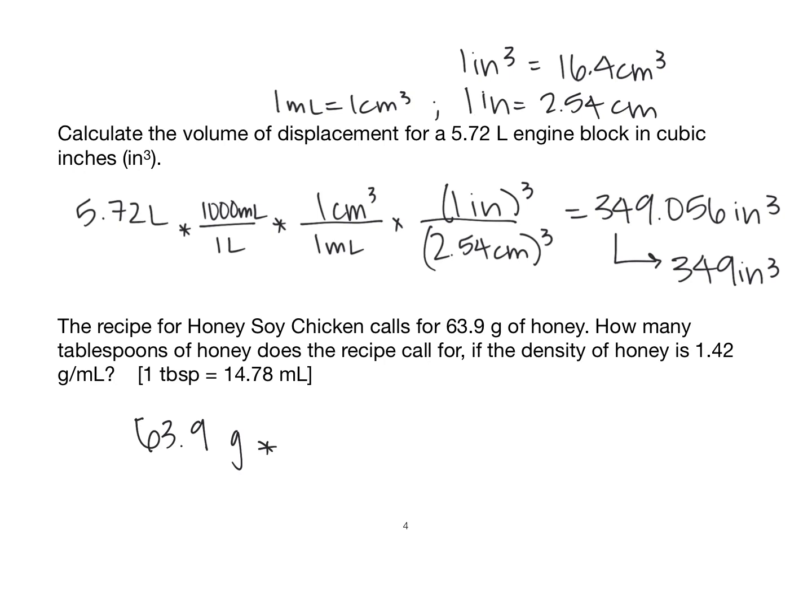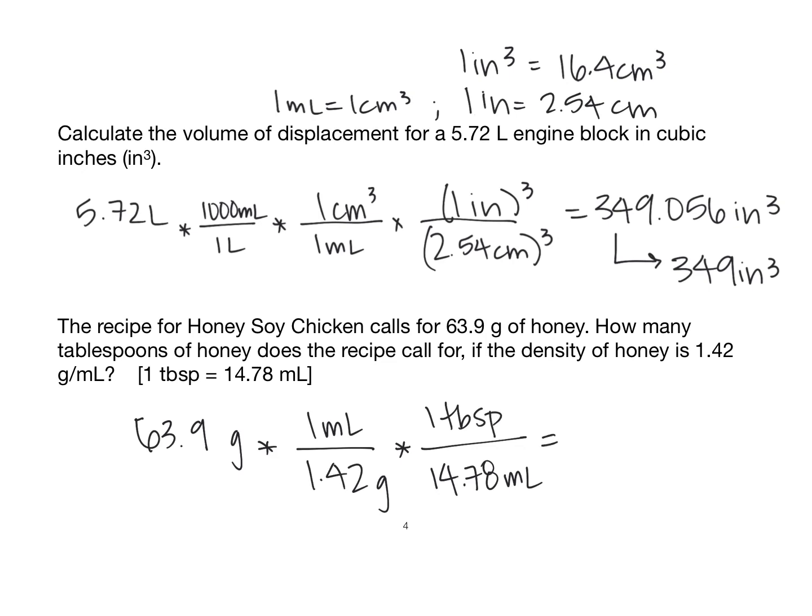In this case, we're going to use the density of 1.42 grams in 1 mil. And then we know that for every 14.78 milliliters, it's 1 tablespoon. And so this gives us 3.04 tablespoons. One thing when we think about this dimensional analysis or unit conversion is that we want to make sure we're tracking our units. You should always write them out. That way you can see that grams cancel and milliliters cancel, so your answer is in tablespoons at the end.